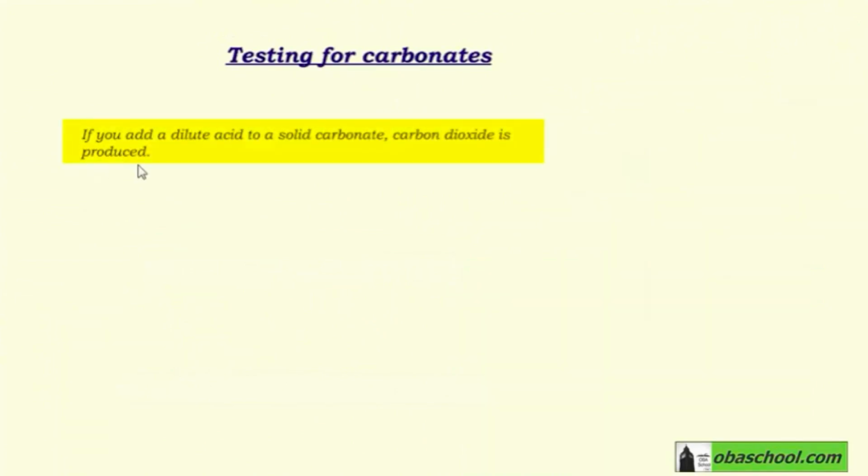Testing for carbonates. If you add a dilute acid to a solid carbonate, carbon dioxide is produced. So if we add dilute acid to any solid carbonate we have, we will obtain a carbon dioxide gas. But we cannot use any type of dilute acid with any type of solid carbonate.